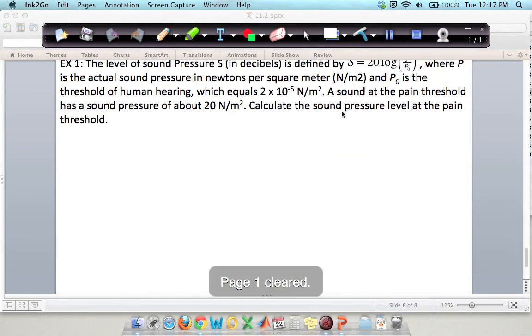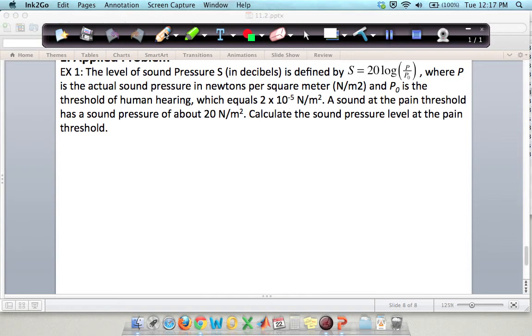Okay, let's look at one example. We're going to look at sound pressure. This is one time when logs are used. The level of sound pressure is given by this equation: S equals 20 log P over P sub 0, where P is the actual sound pressure, and P sub 0 is the threshold of human hearing, which is 2 times 10 to the negative 5. A sound at the pain threshold has a sound pressure of about 20. Calculate S, basically the sound pressure level.